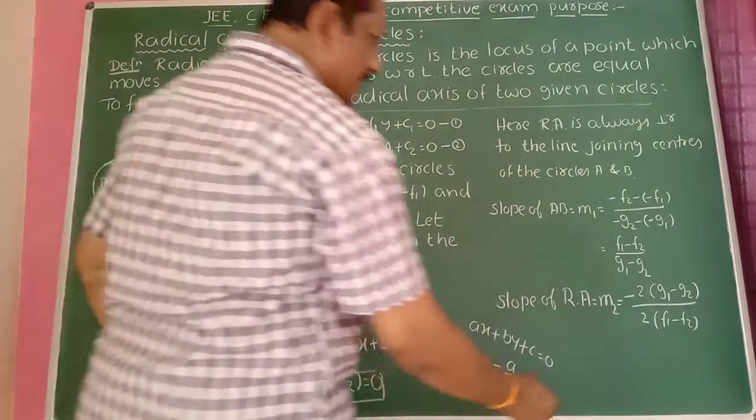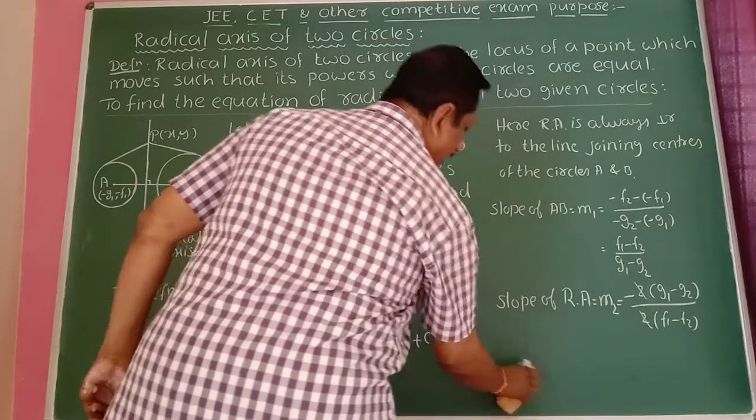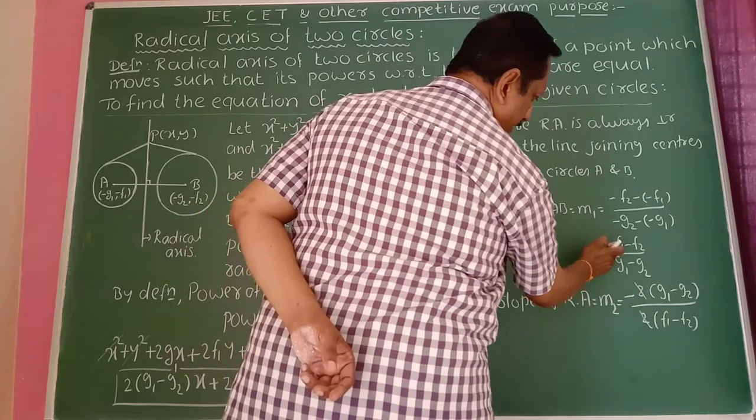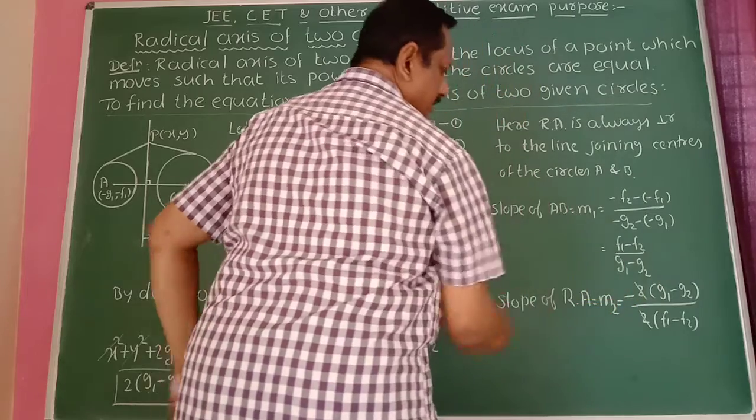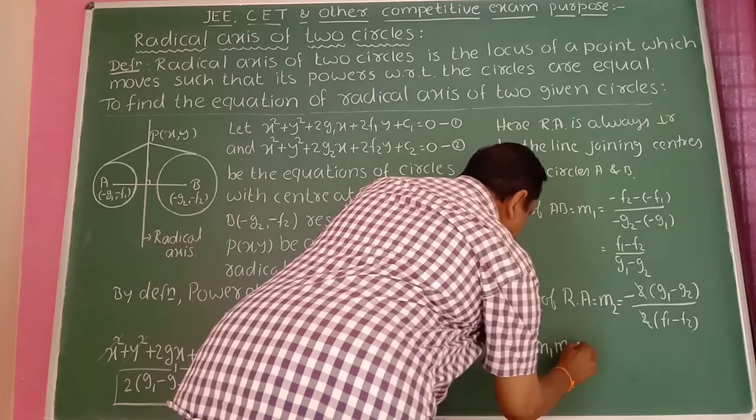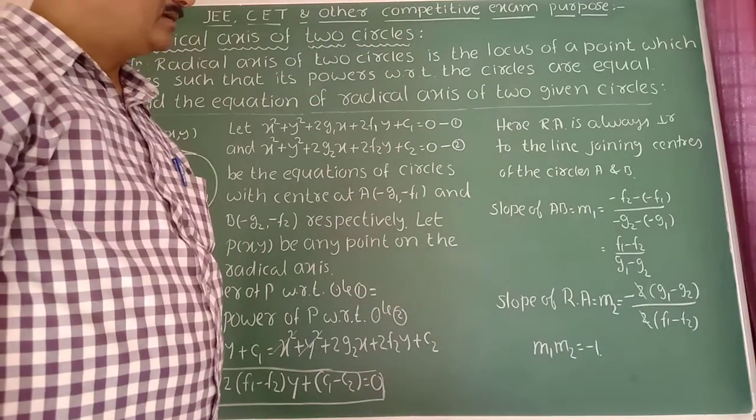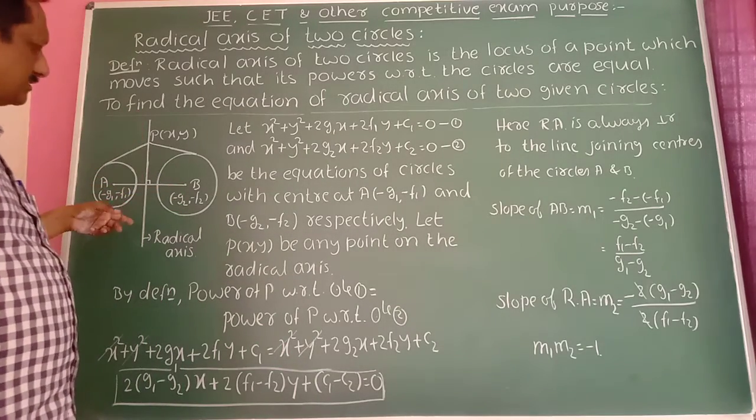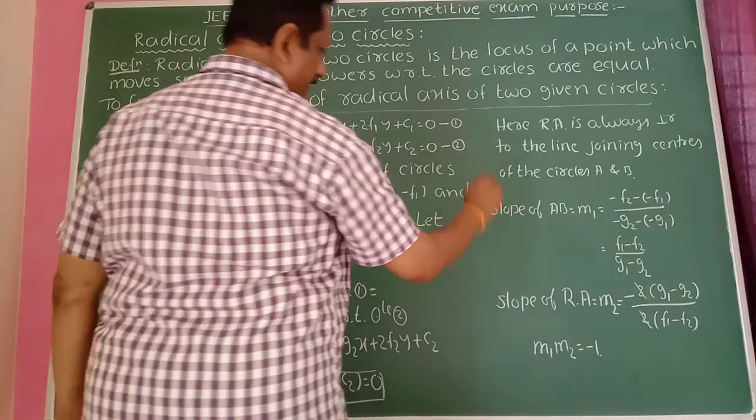Then the 2 and 2 cancel. Then multiply: m1 is this, m2 is this one. So (f1 - f2) cancels, and (g1 - g2) cancels. Therefore m1 times m2 is equal to minus 1. So the product of the slopes is minus 1, meaning the line joining the centers of the circles and the radical axis are perpendicular to each other. This is the proof.